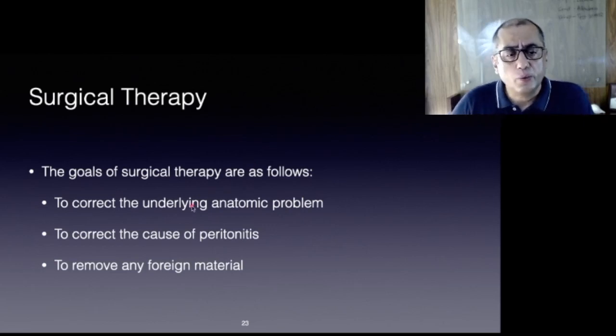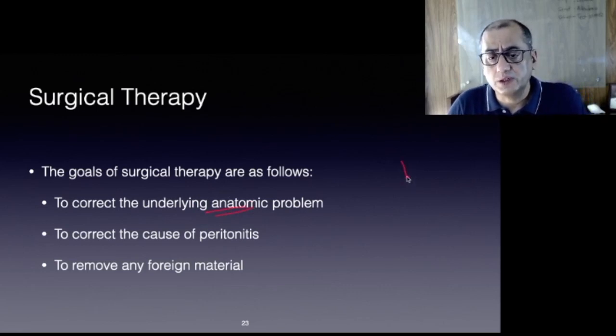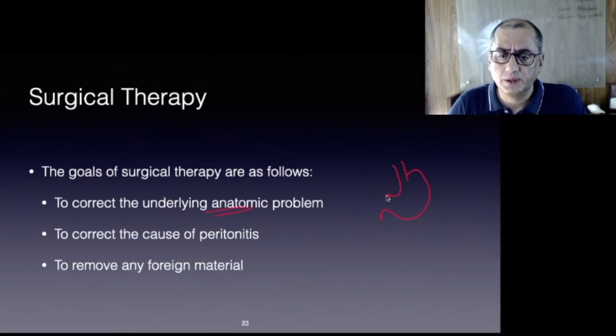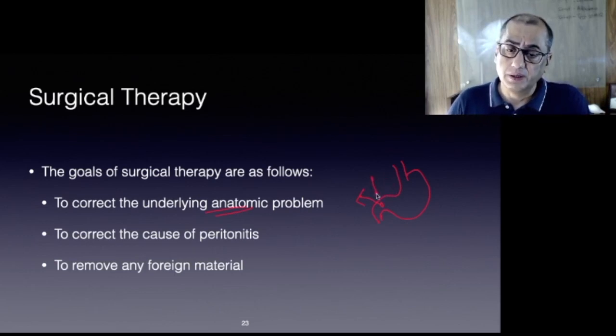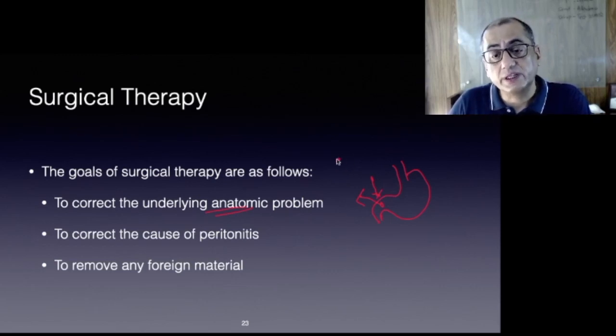Now, when we are trying to correct the underlying anatomic problem, let me do another drawing of the stomach. We are concentrating on the stomach. The underlying anatomic problem is this perforation, and this can be closed with an omental plug.